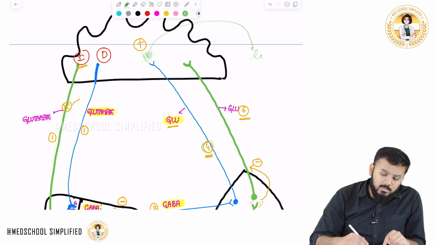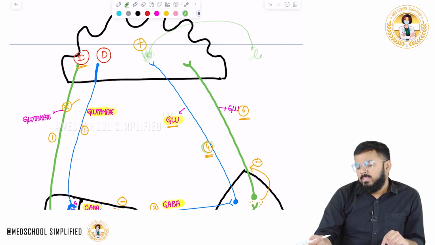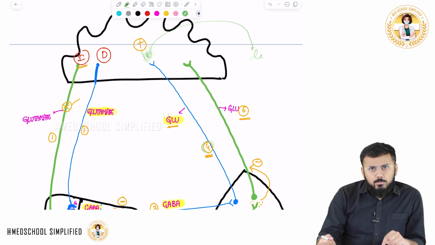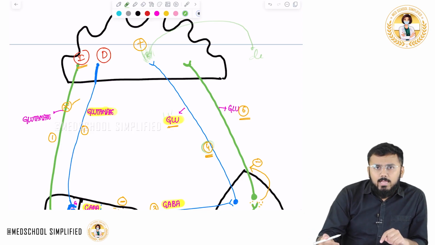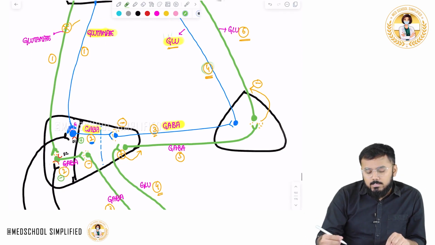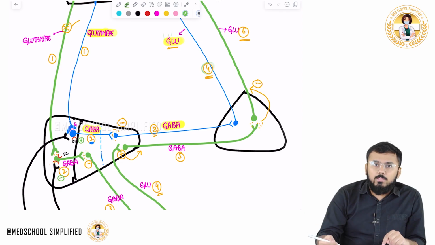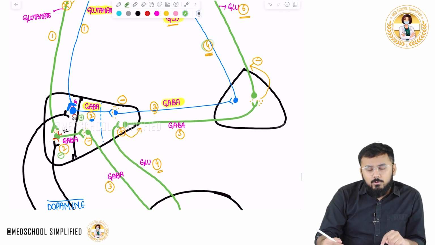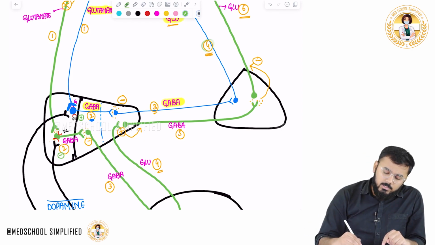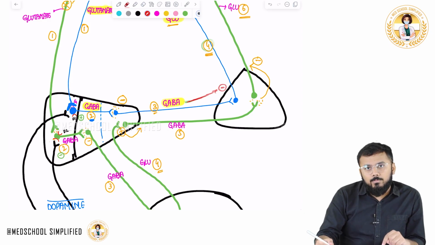So if this is activating your cerebral cortex all the time, then all the time your muscles should be in a flexed position, in a contracted state. But whenever you want, you can contract, and whenever you don't want, you can relax. How is that happening? Neuron number 4 is all the time kept under the surveillance of neuron number 3. Neuron number 3 simply releases GABA, and this GABA will inhibit neuron number 4, right?